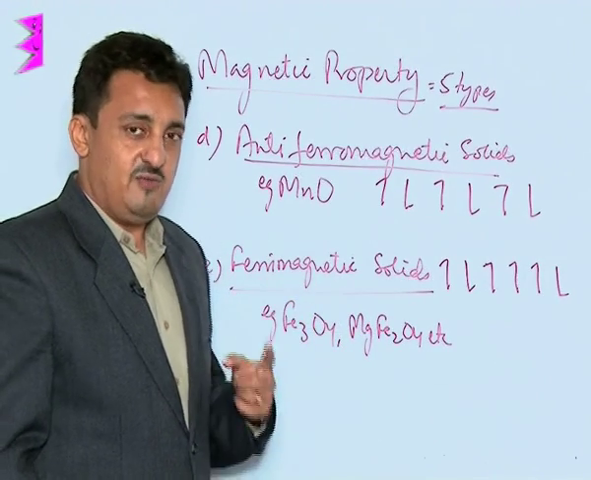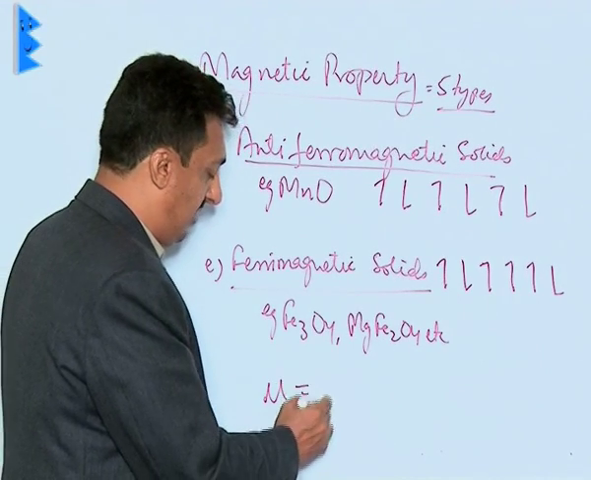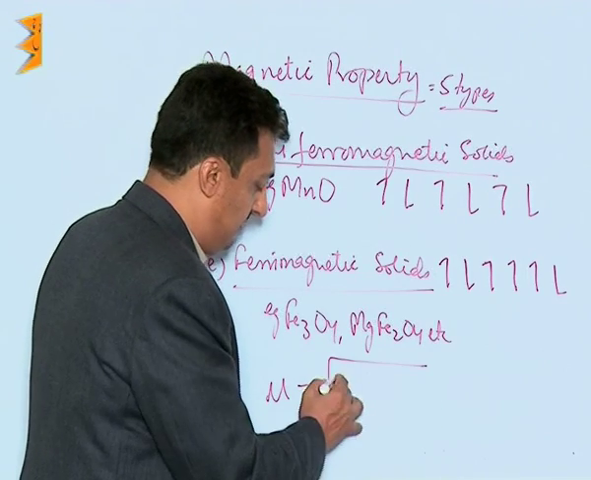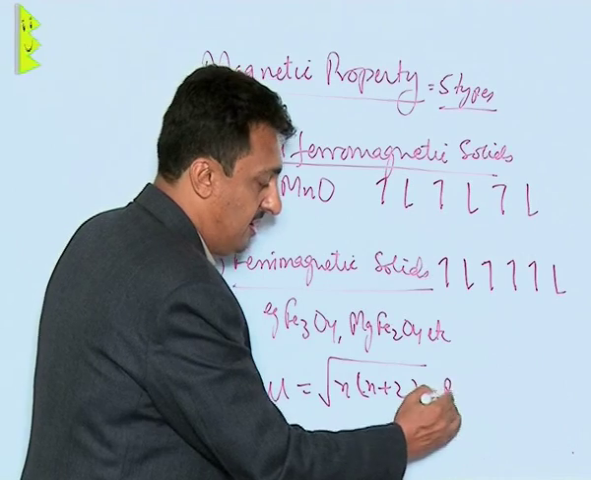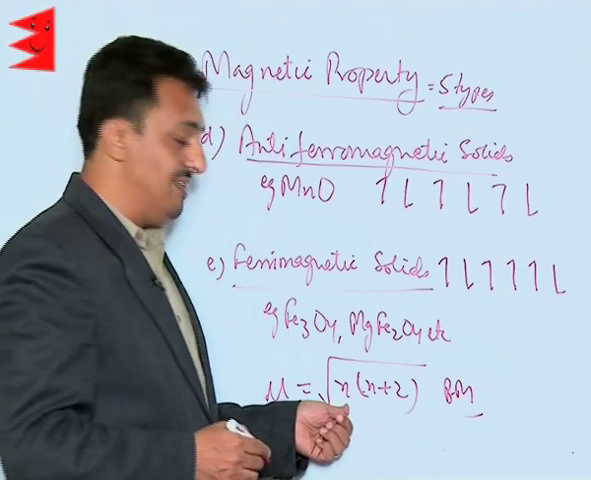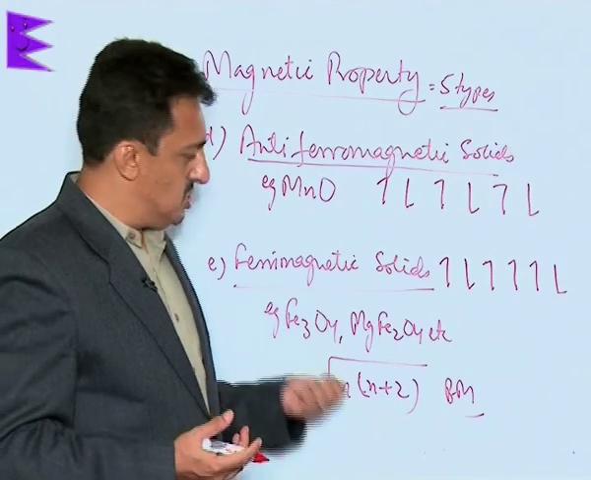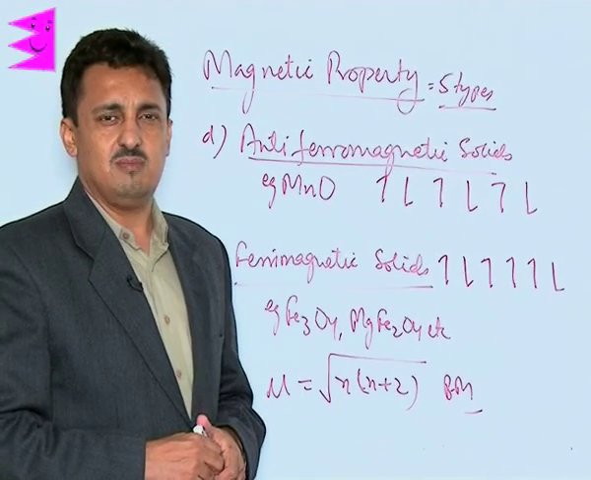Also don't forget, we can also find out the magnetic moment of any solid by using the spin only formula, which is the square root of n into n plus 2, and the unit is Bohr magneton, where n is the number of unpaired electrons we can have in that particular solid. So this is what we have, the different solids on the basis of their magnetic property.